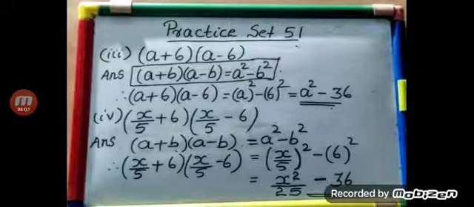x upon 5, the whole bracket square, minus 6 square. x upon 5 the whole square is x square upon 5 square. 5 square is 25, so x square upon 25, minus 6 square is 36. So, therefore, x upon 5 plus 6 into x upon 5 minus 6 is equal to x square upon 25 minus 36.